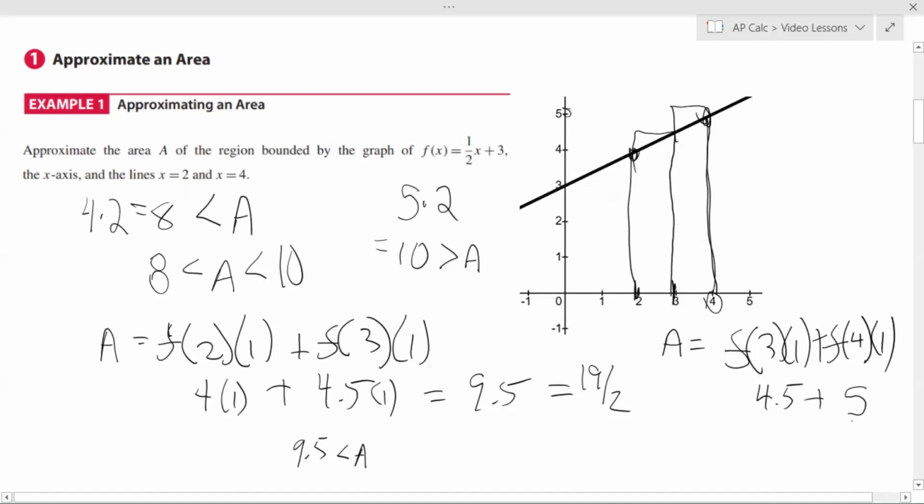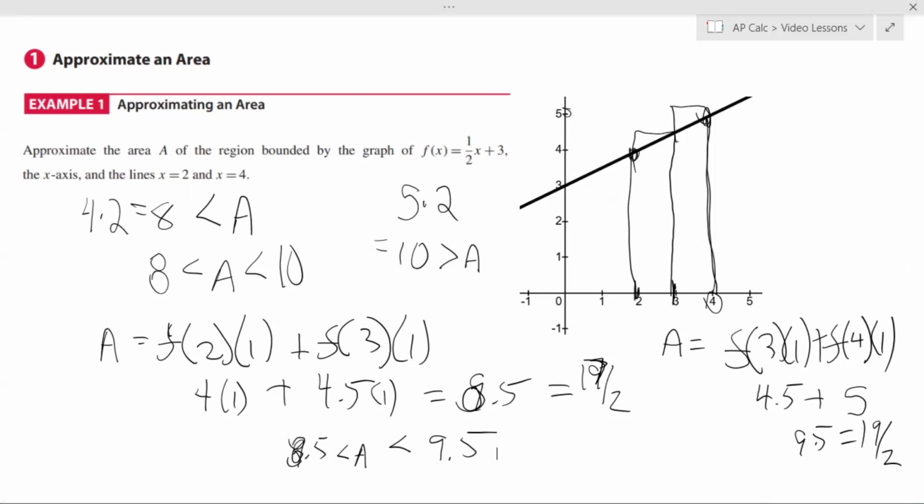So now we get, I'm sorry, that was 8.5, which would be 17 over 2. This is 8.5. This is going to be 9.5, which is 19 over 2. So the area, we now know, is between 8.5 and 9.5. So now we have a better approximation of the area under this graph.